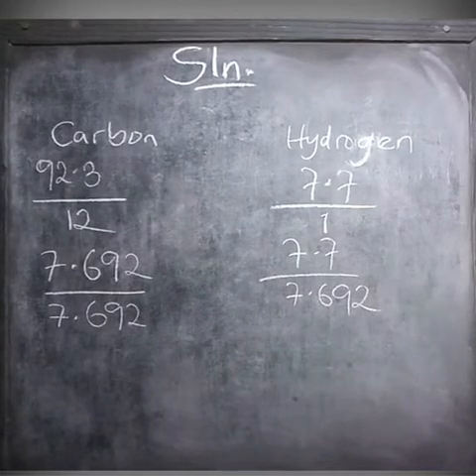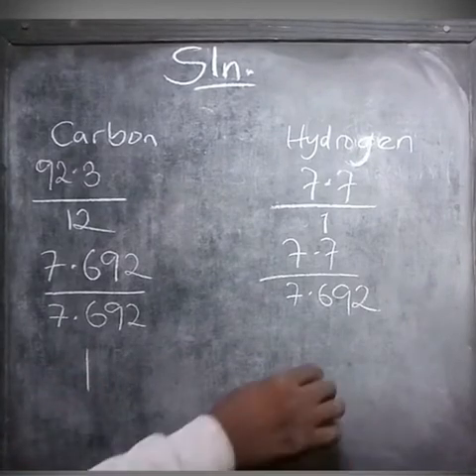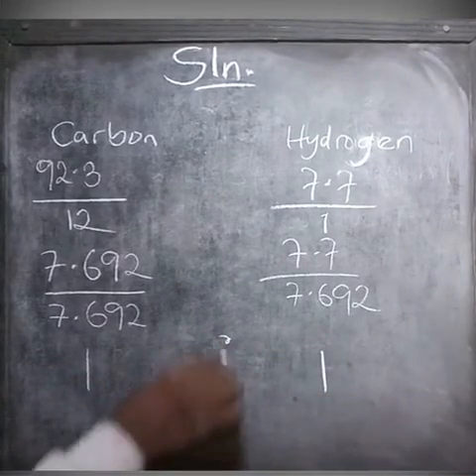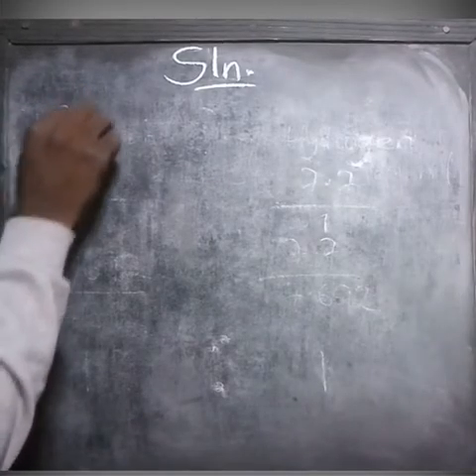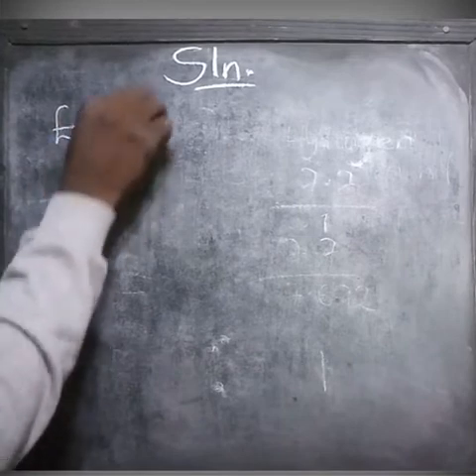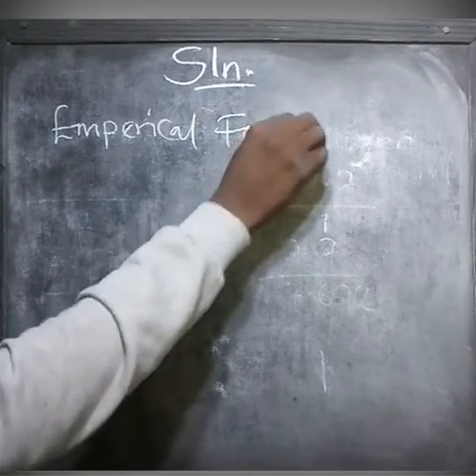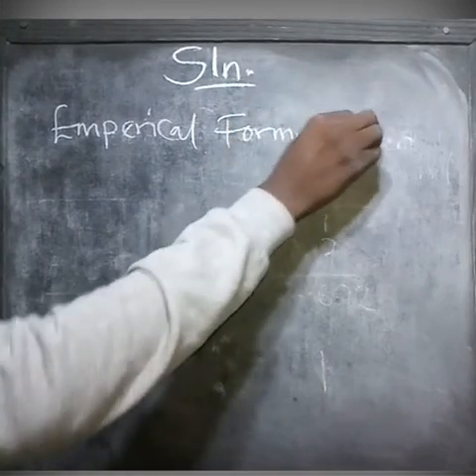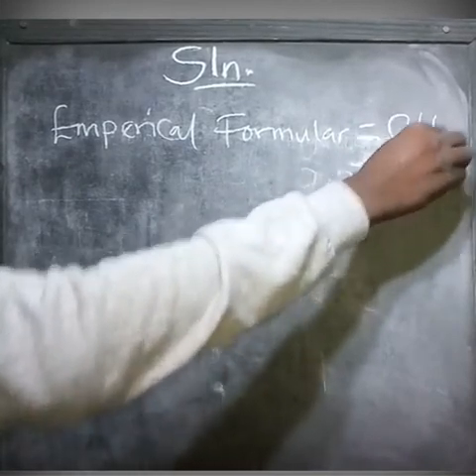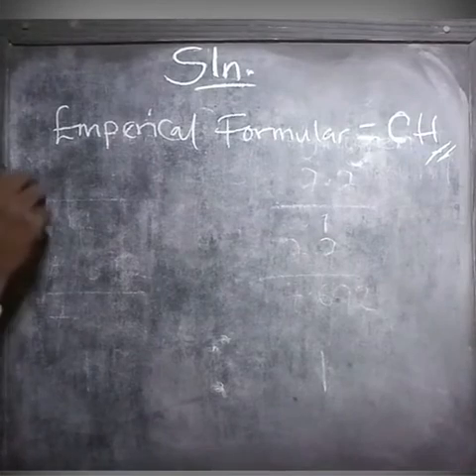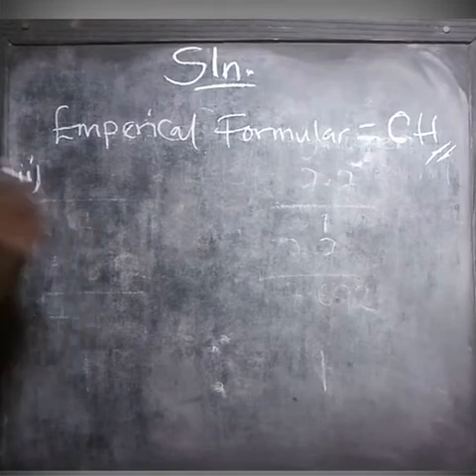So you will have 1:1. So our empirical formula is equal to CH. This is our answer. Roman figure 2 says we are to find the molecular formula.